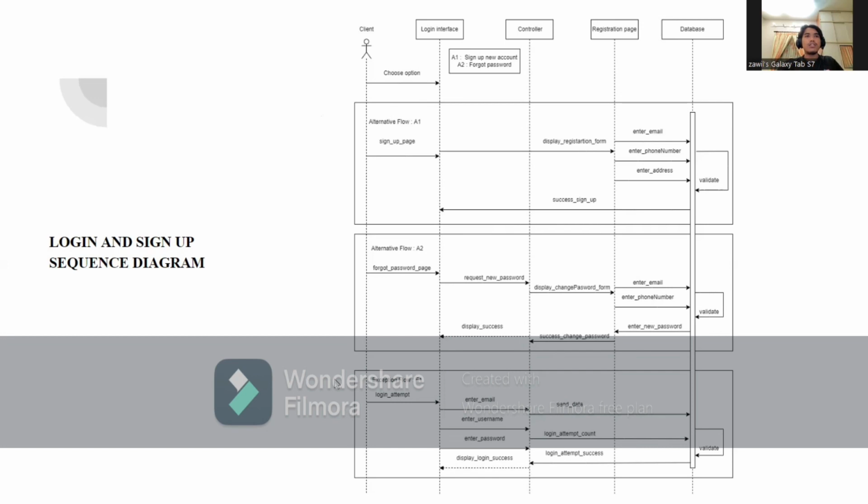The third is the exception flow, which is login attempt. This is for users that have registered. They can enter their email, username, and password, and submit, and it will display a success message.